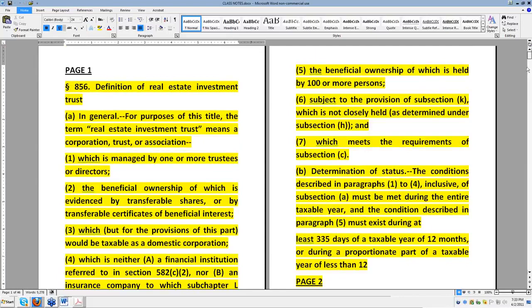The beneficial ownership, there it is, number 5. The beneficial ownership of which is held by 100 or more persons. Number 6, subject to the provision of subsection K, which is not closely held as determined under subsection H, and 7, which meets the requirements of subsection C. B, determination of status. The conditions described in paragraphs 1 to 4, inclusive, of subsection A must be met during the entire taxable year, and the condition described in paragraph 5 must exist during at least 335 days of the taxable year of 12 months, or during the proportionate part of the taxable year of less than 12.